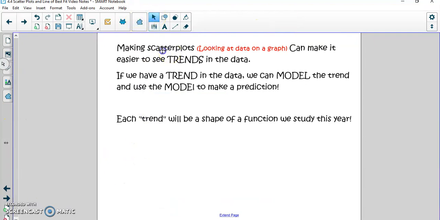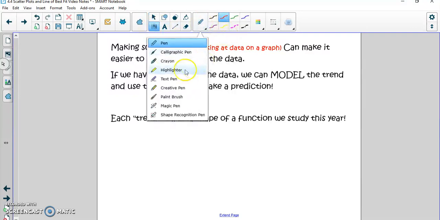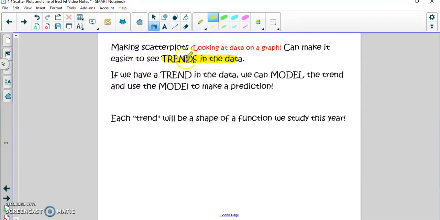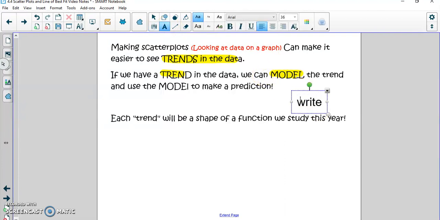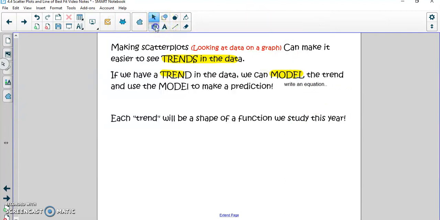The reason we're talking about scatterplots today is that when we make them, we can make trends way easier to see in the data. And if we can see the trend in the data, then we can use that trend to help model the data, in other words, write an equation. That's kind of what we mean by model. So we could look at what that looks like and then try to write an equation to model that data. Once we have a model, then we can use the equation to make predictions.